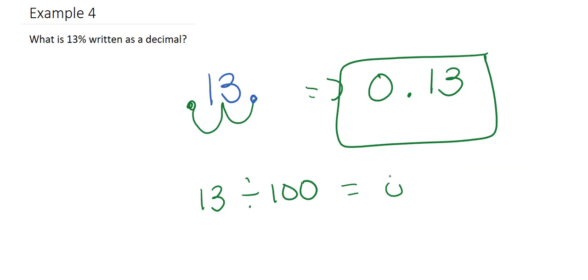So two ways to get there, right? Two different methods, just moving the decimal to the left twice or dividing by 100, and it gets us to the same answer because they mean the same.